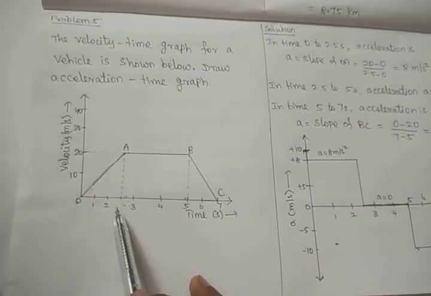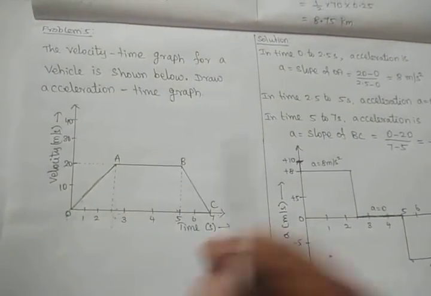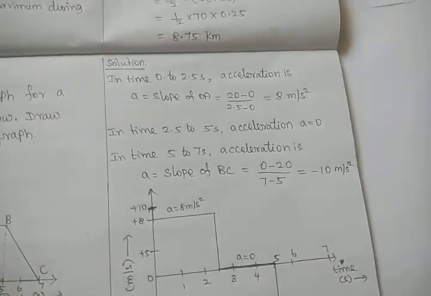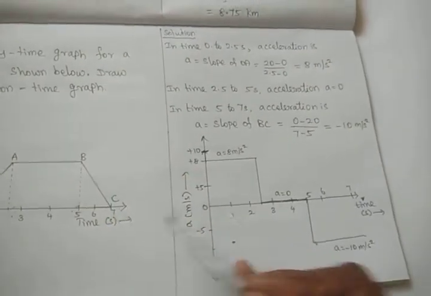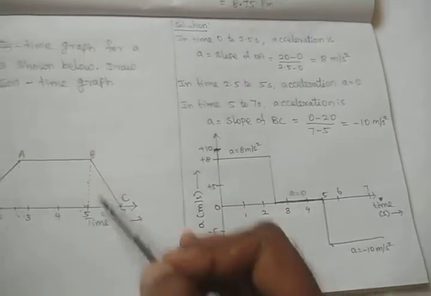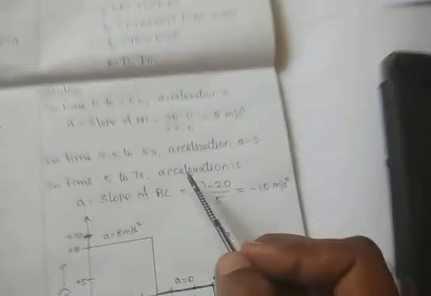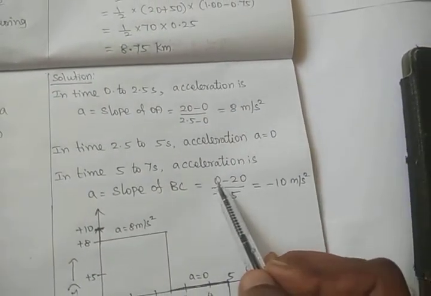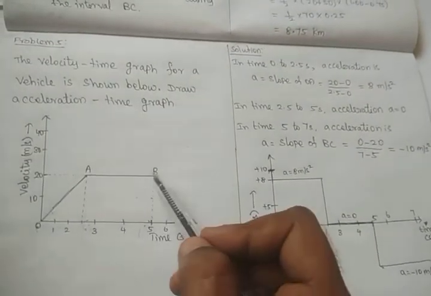Then in the time interval 2.5 to 5, there is no change in the slope. The slope is 0, so acceleration is 0. Then in time interval 5 to 7, the slope is decreasing. Slope is y by x. What is the y here? 20, and the x is 5 minus 7. So we have to substitute that. So 0 minus 20. Why is that 0 minus 20? This is 0 and this is 20.